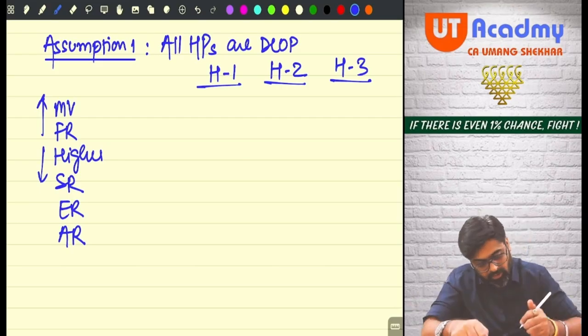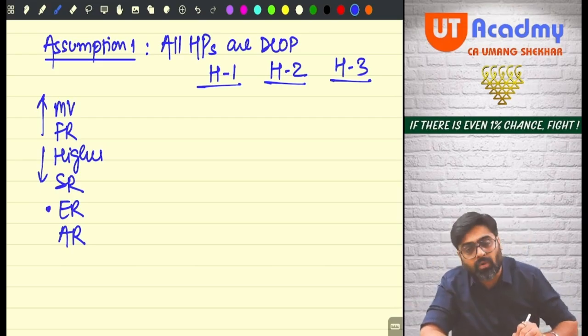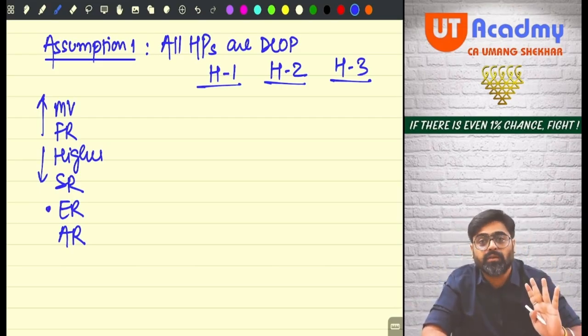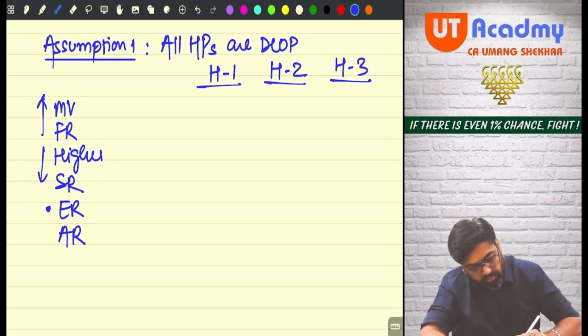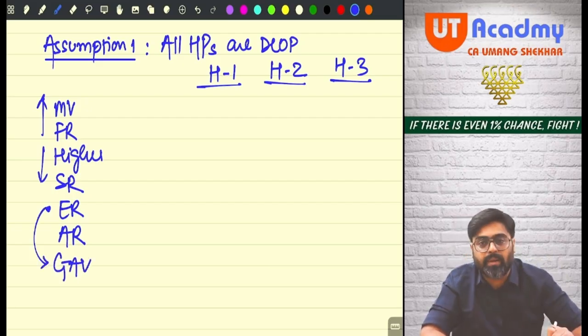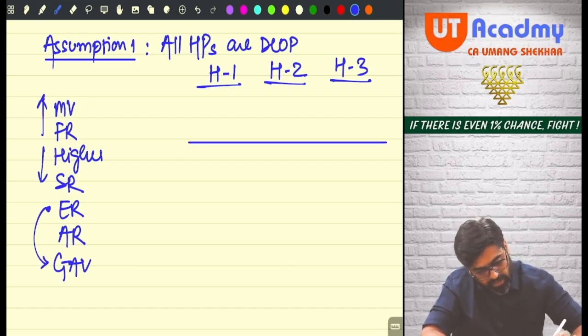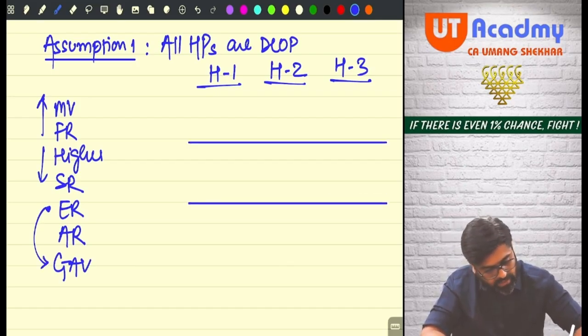Getting my point? So whatever expected rent will come, that will directly become GAV. And there will be no unrealized rent also. Getting my point? So directly the expected rent will be taken as GAV. Now pay attention over here. Please look at this thing. Don't worry. I will pass on the notes also to you.